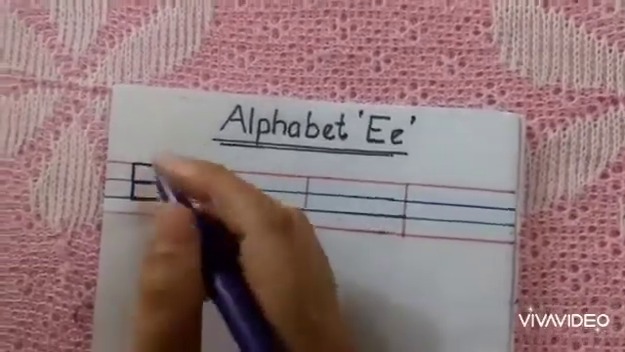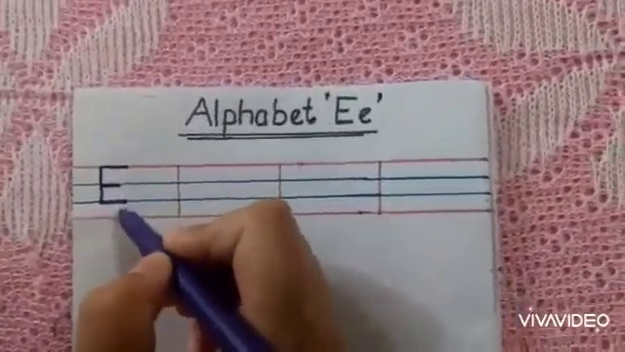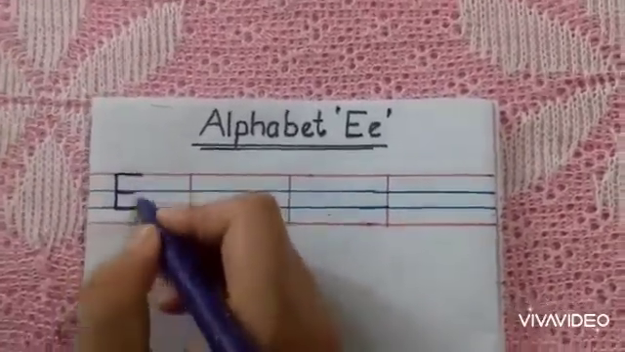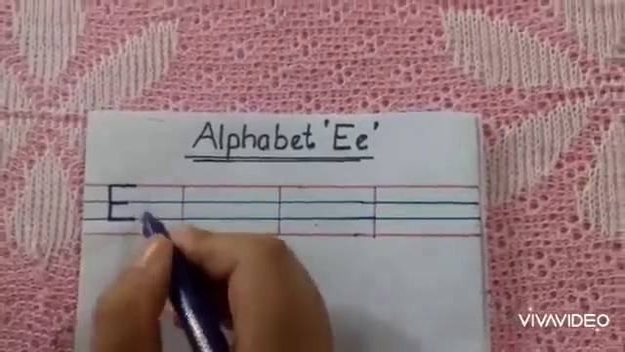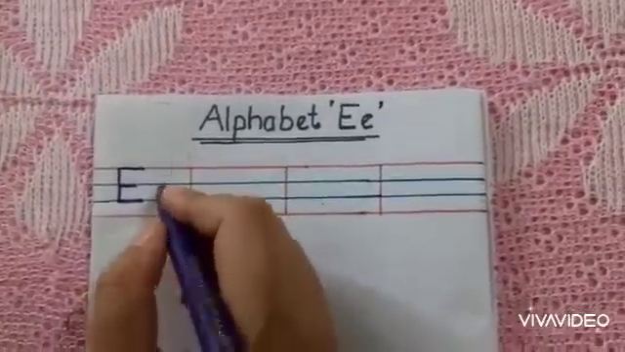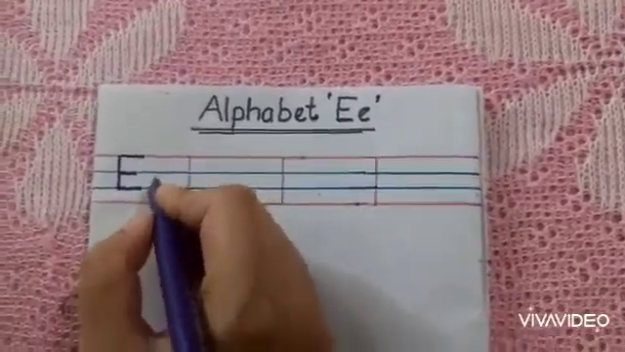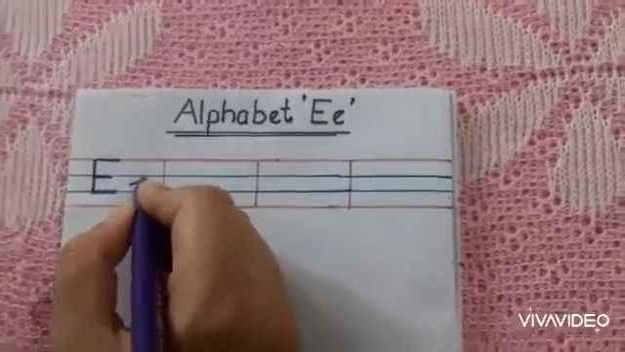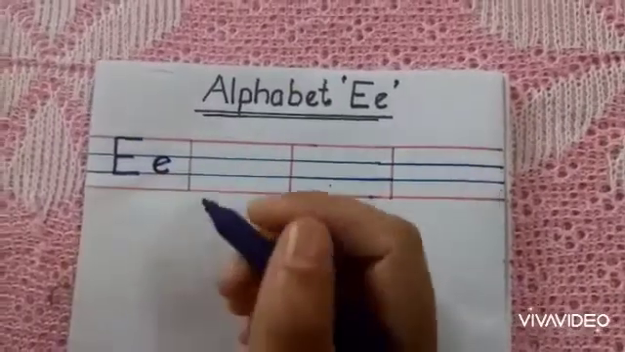Kids, always remember that the first and last slipping line will be equal and the middle slipping line will be a little shorter than these 2 lines. Now kids, let's make small e. For small e, we will start writing from these 2 blue lines. First, make a slanting line and without lifting your pencil, make a C curve.